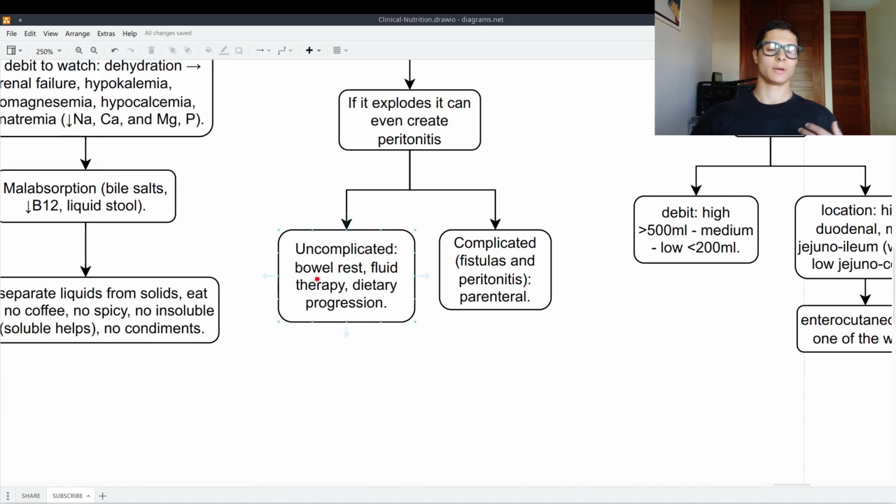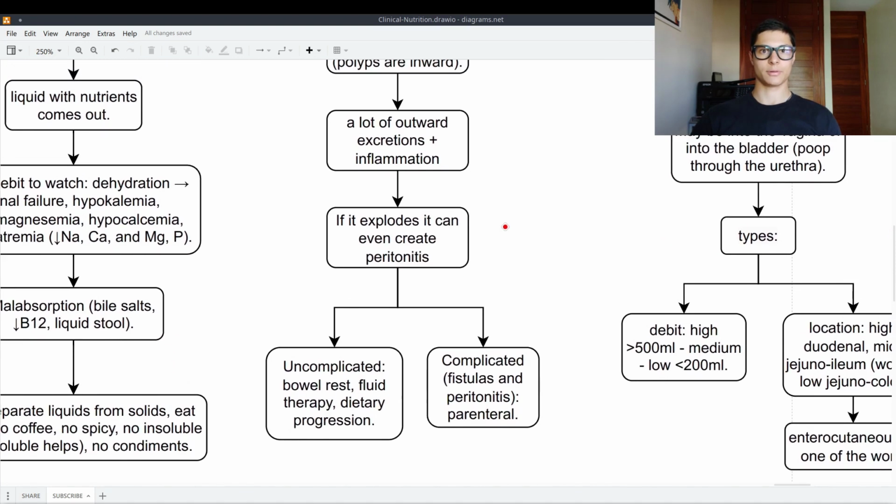For an uncomplicated one, we suggest bowel rest, so no eating for a bit, fluid therapy, and dietary progression. If it is a complicated one with fistulas and peritonitis, use parenteral nutrition.